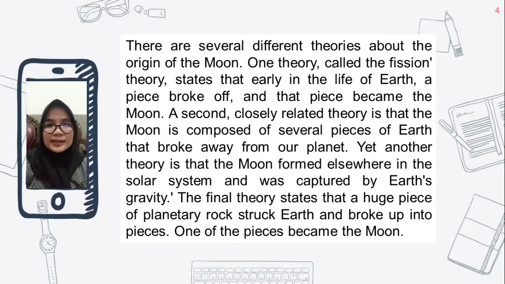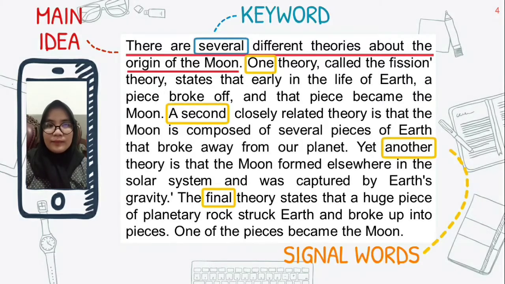Yes, it is on the first sentence. The keyword is several. And so the main idea is there are several different theories about the origin of the moon. So the topic is theories about the origin of the moon. And then the signal words or phrases we can find in the supporting facts and ideas are one theory, a second, yet another, and then the final.